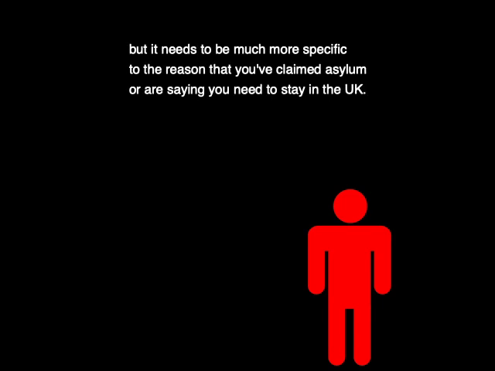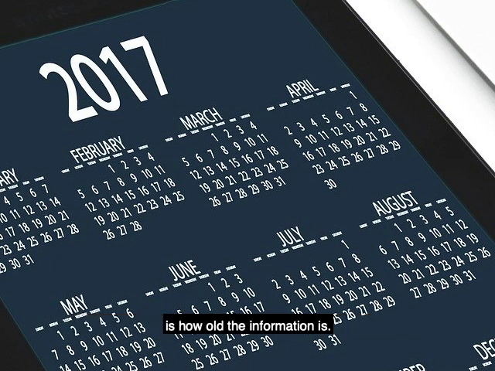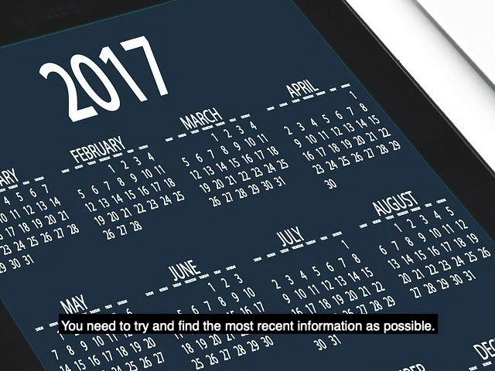Yes, it shows a general picture of oppression and lack of freedoms, but it needs to be much more specific to the reason that you've claimed asylum or are saying you need to stay in the UK. Another consideration about whether information is relevant is how old the information is. You need to try and find the most recent information as possible.